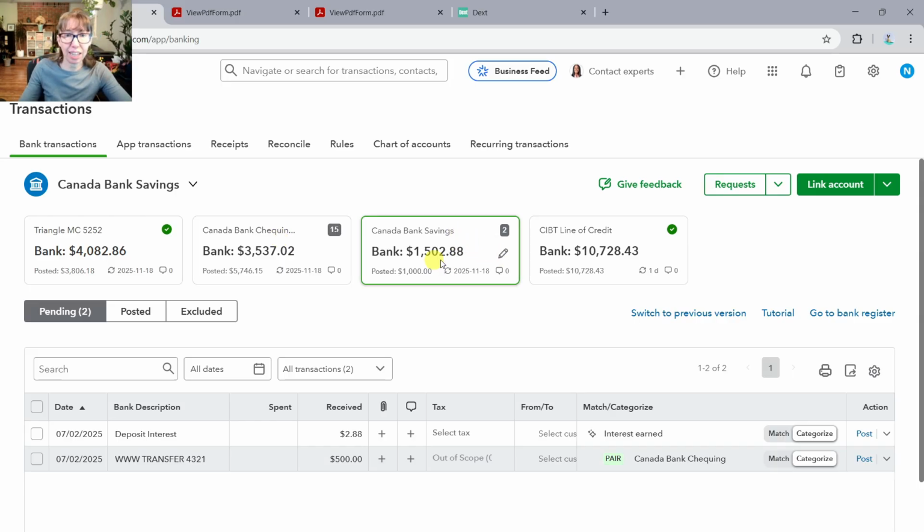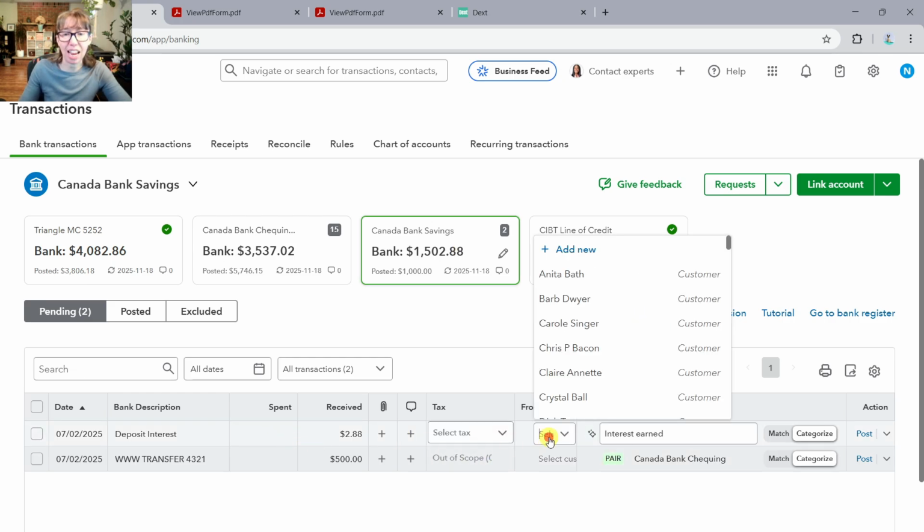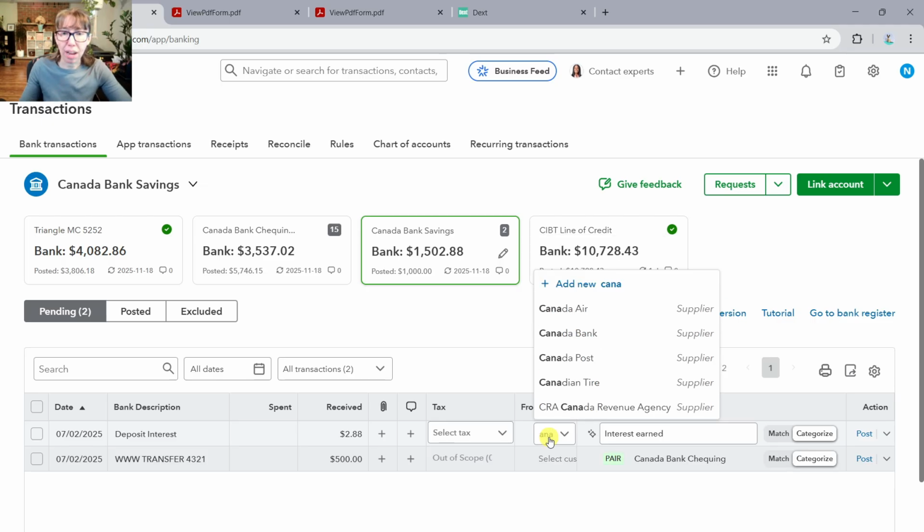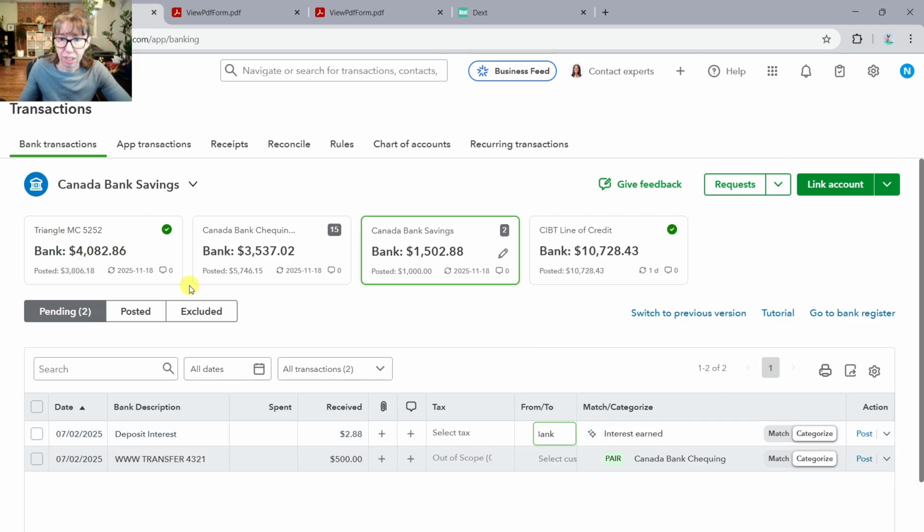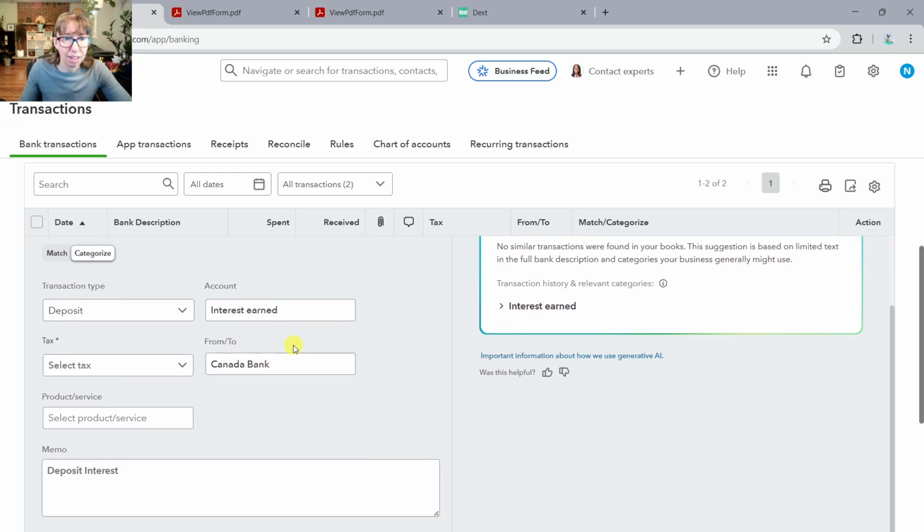So here we are in the Canada Bank savings. We can see that we've actually earned interest on the balance in the savings account. QBO has suggested interest earned, and I would agree, but it hasn't lined up the name. So why don't we create a rule so that next time Canada Bank Savings gives us deposit interest, we're saying that this is coming from Canada Bank, the supplier. So if I expand that out, I've lined it up.